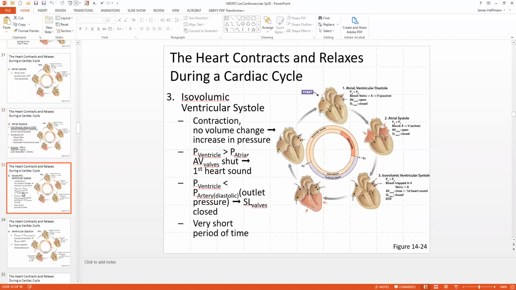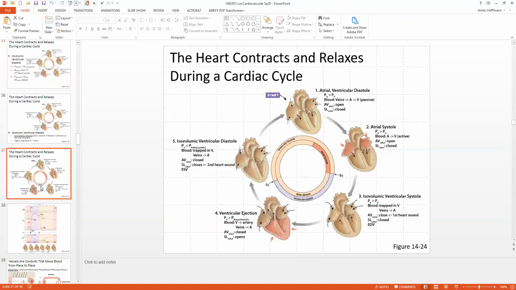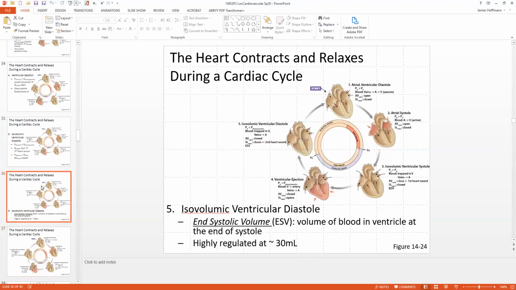So when I pump blood out of the heart, right, during ejection, I don't pump it all, as we mentioned before, and there's an amount left. The amount that's left is called the end systolic volume, or ESV. And that's the volume of blood in the ventricle at the end of systole, or at the end of a contraction.